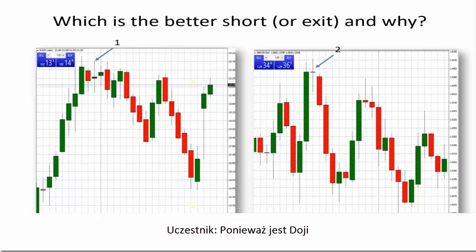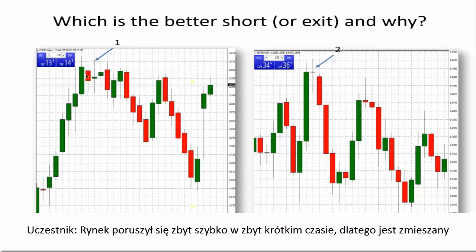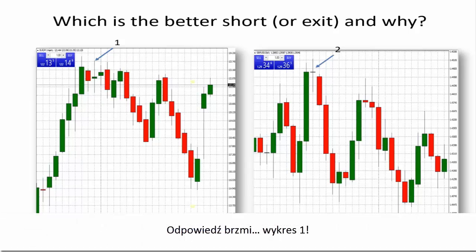Okay, so because of doji number 1, because the price came after a large trend. That's a great point. That's something I didn't even think of, is saying the market moved up so quickly here, it got overbought. In other words, it moved up too far, too fast. And that could be true. The answer is number 1.